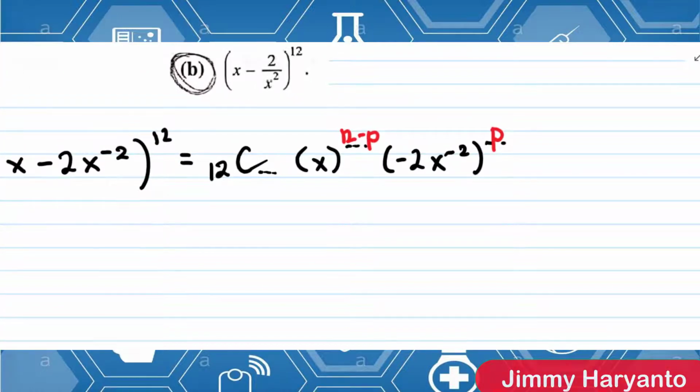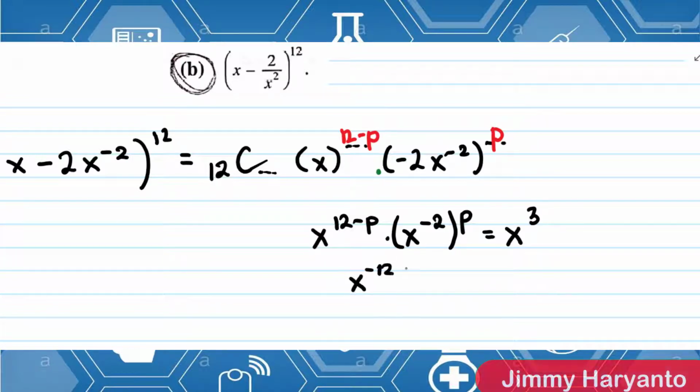And then after that we only have to focus on x, to get the value of p. So it will be x to the power of 12 minus p times x to the power of negative 2 to the power of p. Why do I multiply? Because this one is multiplication. So the result should be x to the power of 3. And then I can simplify the left side: x to the power of 12 minus p times x to the power of negative 2p equals x to the power of 3.